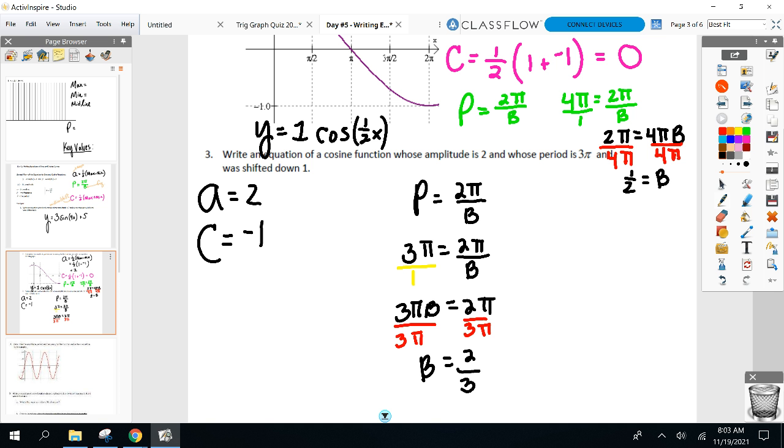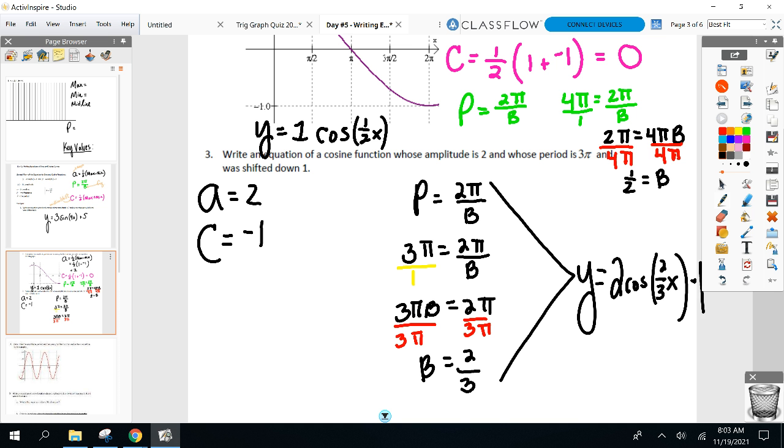2/3 for your B value. Please don't forget the x with it. That's a common mistake. Don't forget the x. And C is -1.